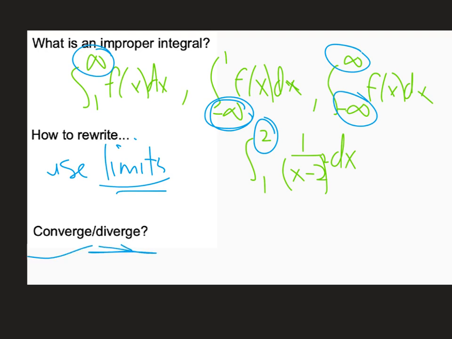The convergence or divergence is like, do we get a number or do we not get a number? So if we get a number, then we converge. If we don't get a number, so if we get infinity or something, or don't get a limit at all, then the improper integral will diverge.